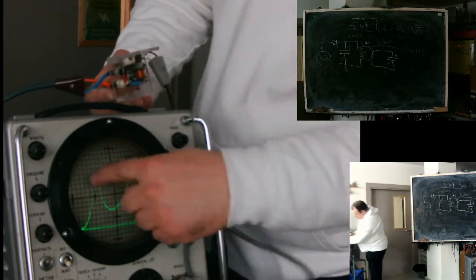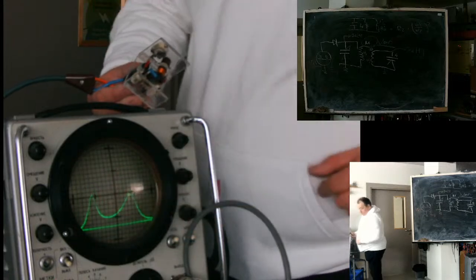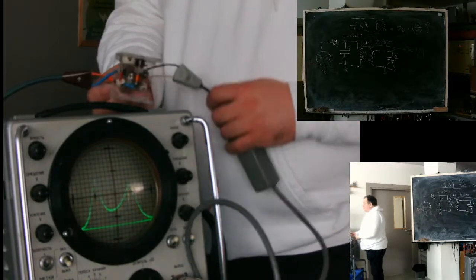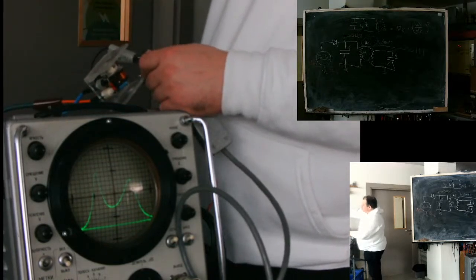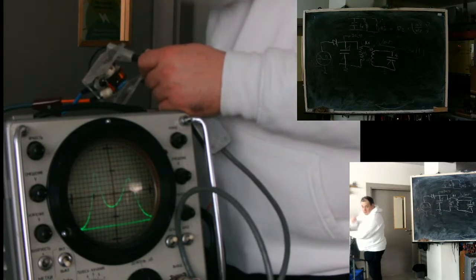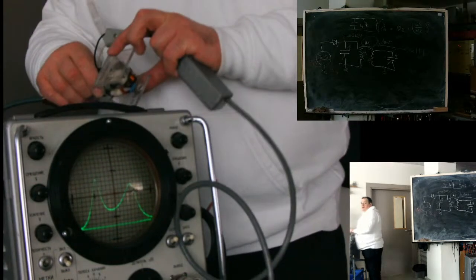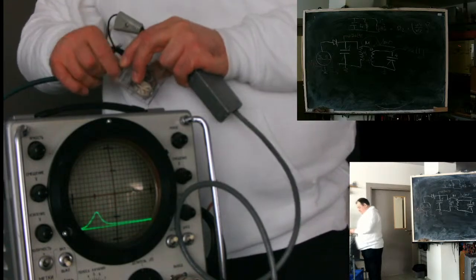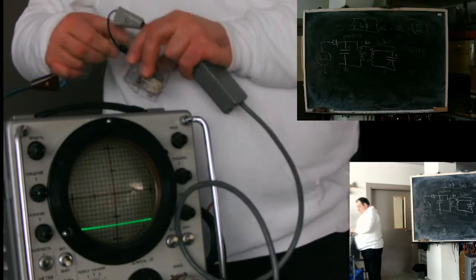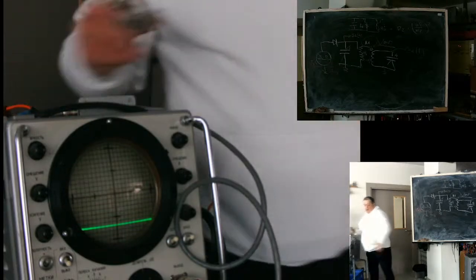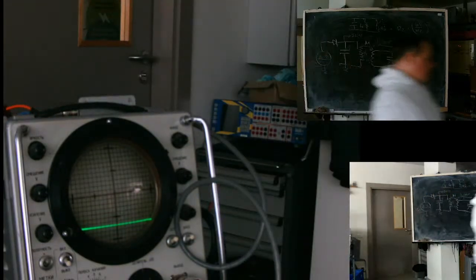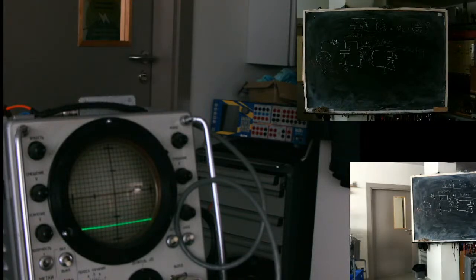You can see two possible frequencies, and there we have oscillation on two frequencies. Coupled networks can produce multiple frequency oscillations.